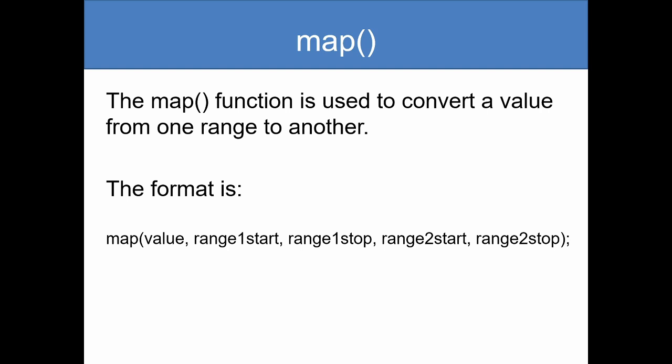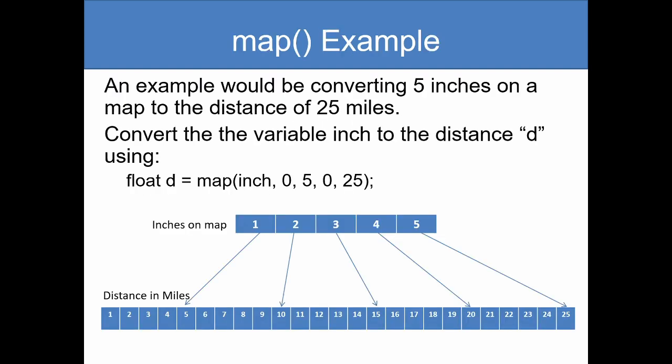The way to think about this is the way Google Earth or a map works, where it's not a full-scale model. It's a smaller scale of what we actually see. And so we say, all right, 5 inches on the map is actually 25 miles. From that, you're able to deduce certain pieces of information. So here's an example. We're going to convert 5 inches on a map to the distance of 25 miles. And so this is what we're starting with.